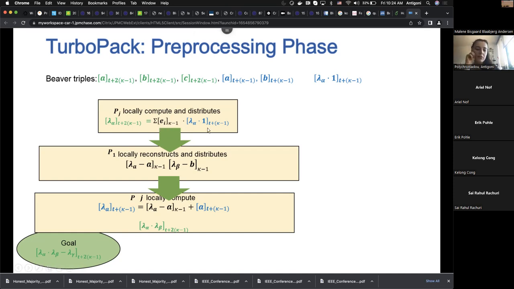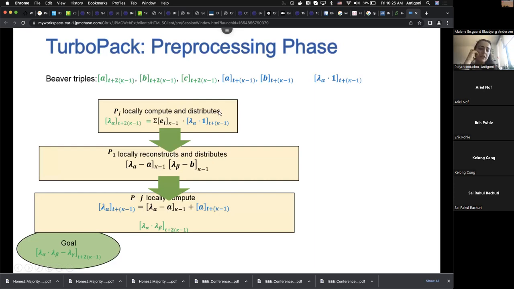then we get a new sharing where the degree is consistent with the degree of the final sharing that we want to achieve. So this is the goal. I want to show how we can generate lambda alpha times lambda beta minus lambda gamma in this sharing. As a first step, every party does this for lambda alpha and lambda beta. I didn't write the equation for lambda beta.